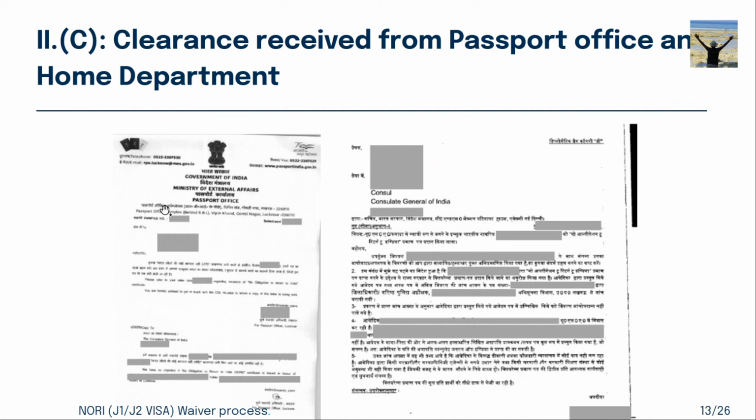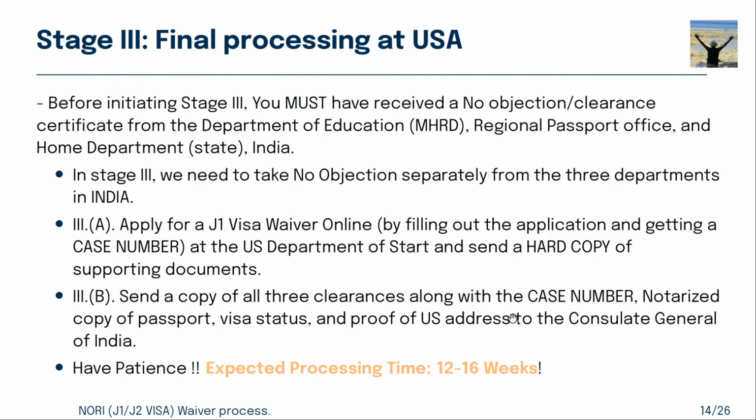Let's say you have received the no objection from the MHRD as well as the Home Department, then you can still apply for stage 3. So here, once you have received all these documents, you must have received no objection clearance from all those departments, like Home Department, Passport Office, and MHRD. But again, I'm telling you, Passport Office is not mandatory if you have received the clearance from the MHRD and Home Department.